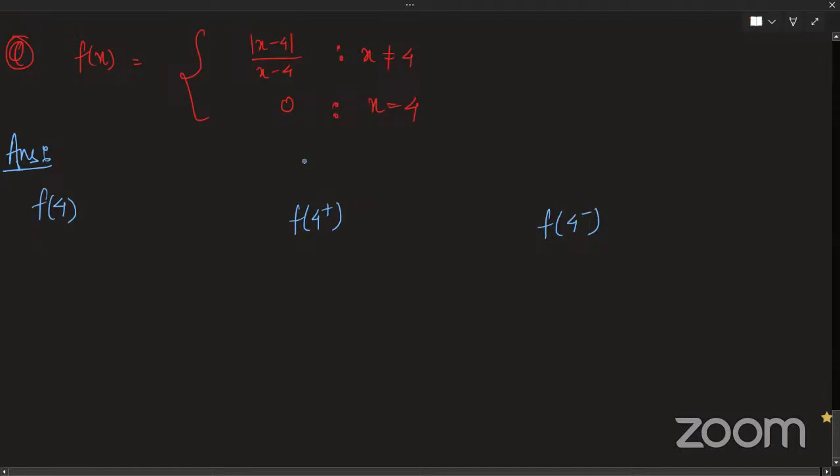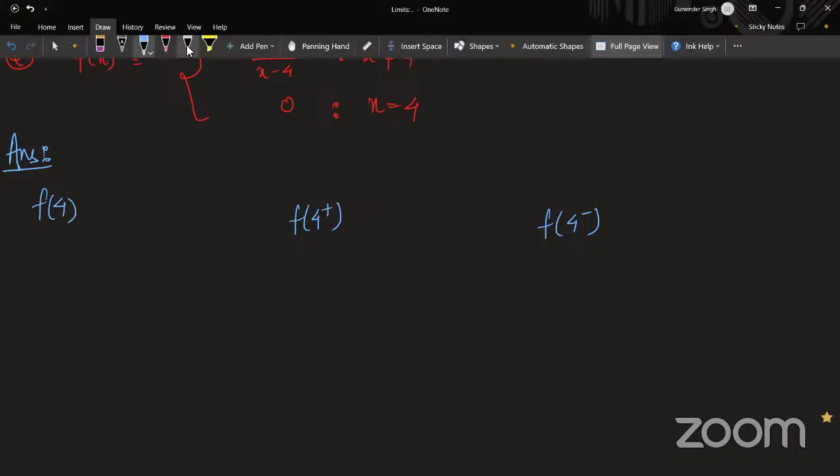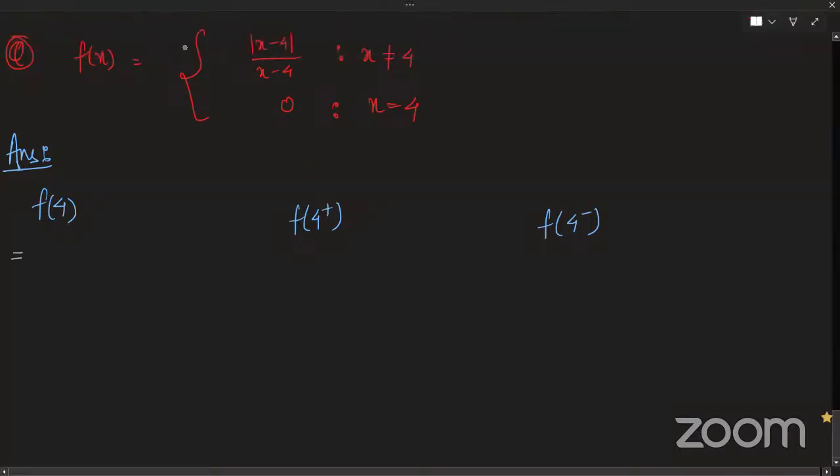Fine. So how would we do this? So first of all, f of 4. What is the value of f of 4? 0, correct, because x is equal to 4. So it was very easy, we did not have to do anything in this. f of 4 is equal to 0 exactly.